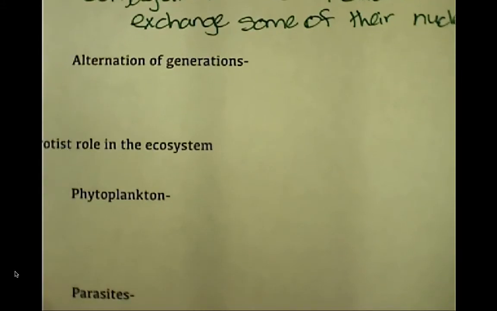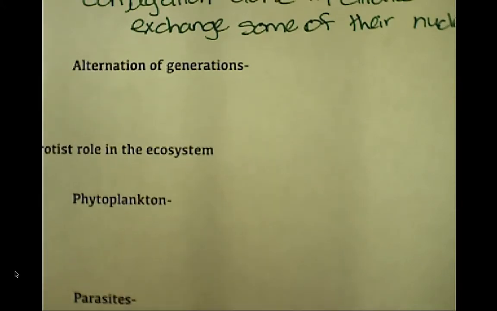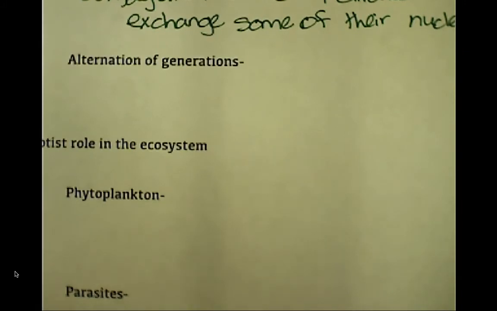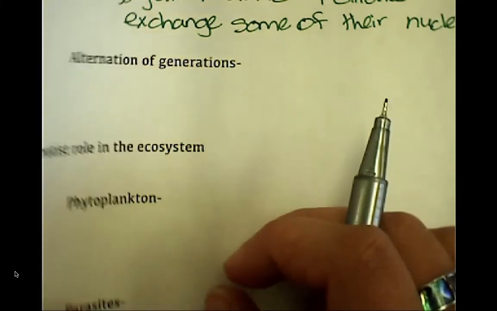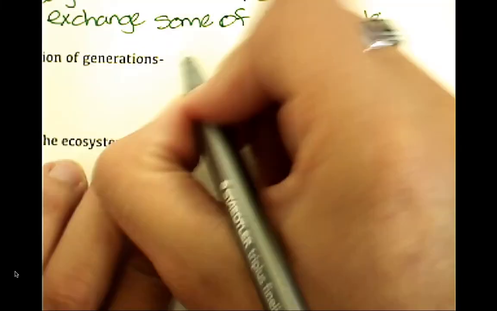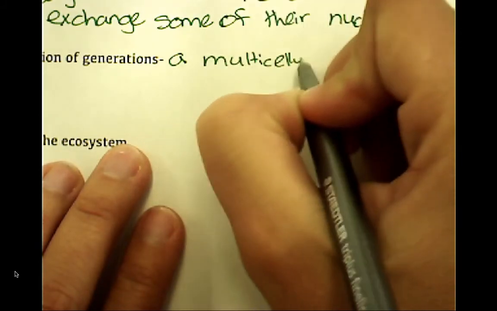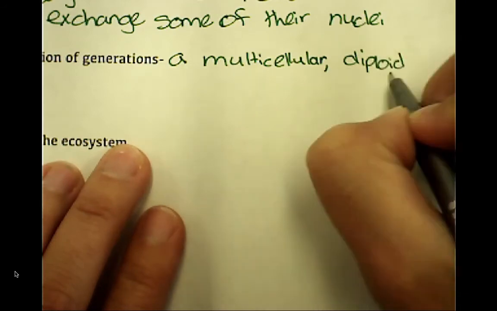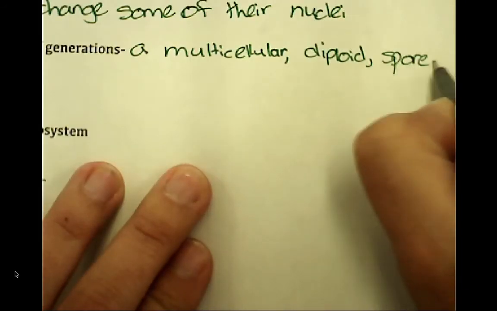A lot of protists, too, exhibit what's called alternation of generations. We're going to explore this way more in plants, which is part of this unit, so for your tests and stuff. So we're just going to write it out now, but we're going to explore it more in plants. Here's how it goes. A multicellular diploid, so 2N, it has twice the amount of chromosomes, spore producing.